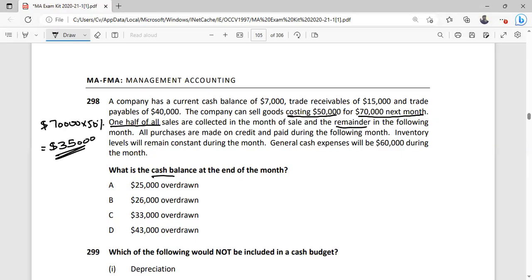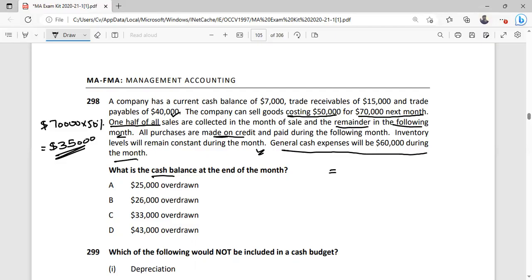The remainder is collected in the following month, which means in the next month. All purchases are made on credit and paid during the following month. So we will pay the payables amount of 40,000 in the next month. Inventory levels will remain constant during the month. General cash expenses will be $60,000 during the month. What is the cash balance?